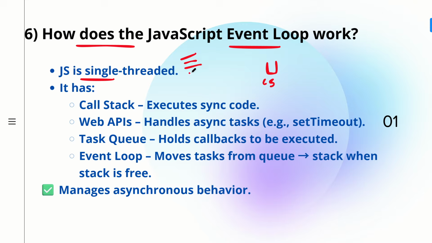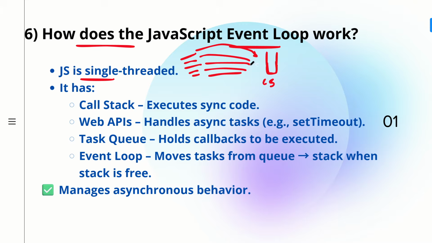So if there are multiple lines of code, one by one all the lines of code will be put in your call stack. And the call stack has LIFO order, that is last in first out. So the last code which was put in the call stack will be executed first. So all of these codes will be put inside the call stack so that they get executed. Then we have web APIs, that is helpful for handling the async task. Then we have the task queue, which holds the callbacks to be executed. And there is the event loop.